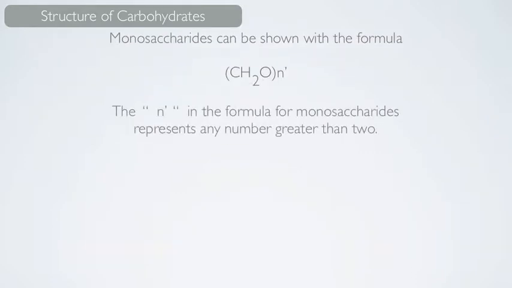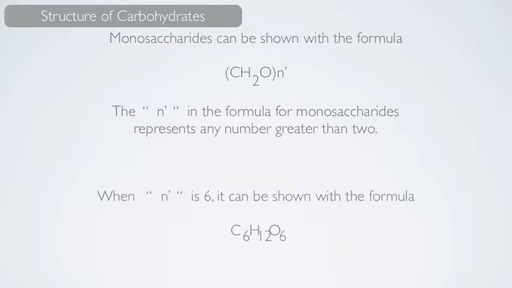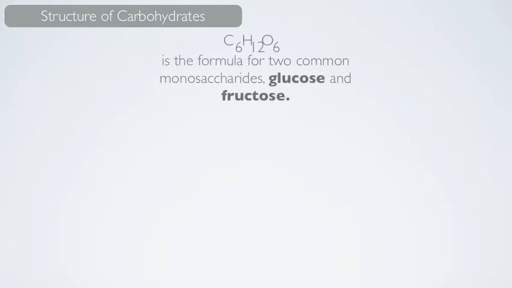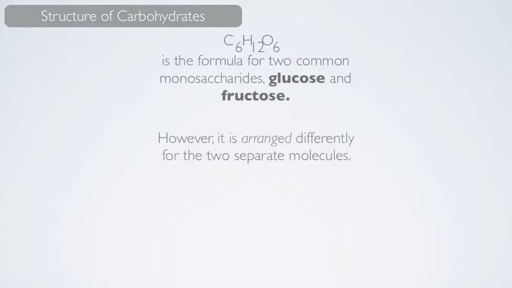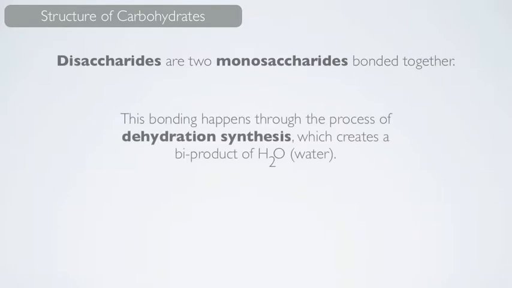For example, when n is 6, it can be shown with the equation C6H12O6. This formula is actually the formula of two common monosaccharides, glucose and fructose. However, the elements are arranged differently for the two separate molecules. The combination of two monosaccharides bonded together creates a disaccharide.